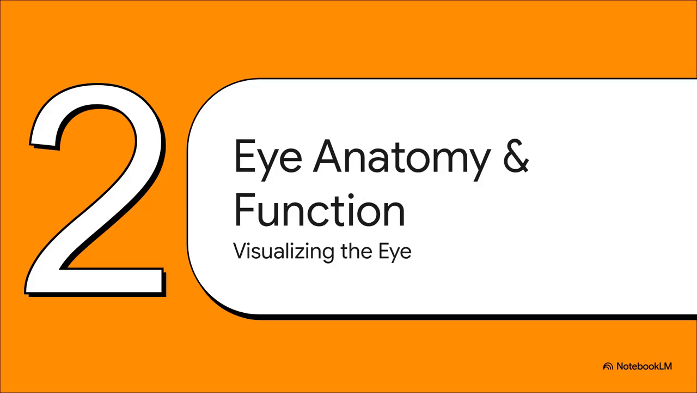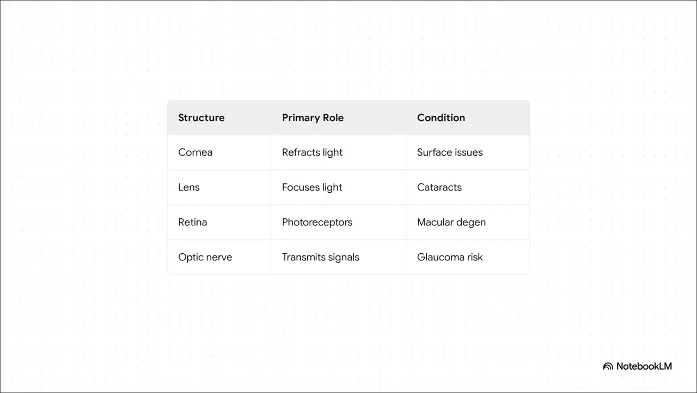Moving right along to Section 2, Eye Anatomy and Function. Think of the eye like a camera. Actually, scratch that. Think of it as a highly advanced organic camera. The cornea is your clear front window refracting light. So if a patient chart mentions surface issues, you look here. The lens focuses that light, and when it clouds over, we code for cataracts.